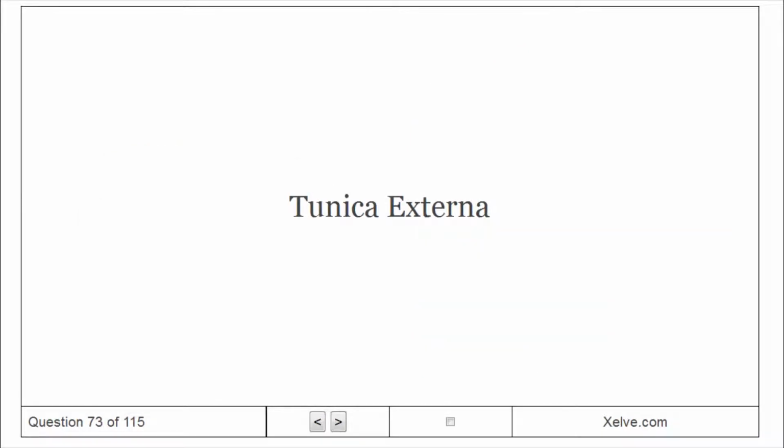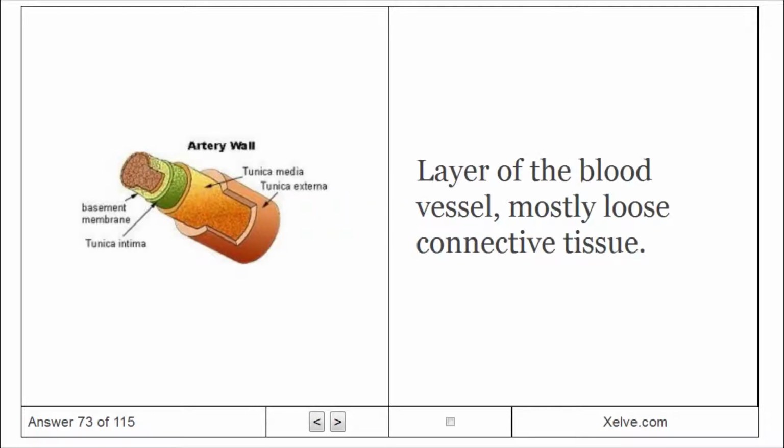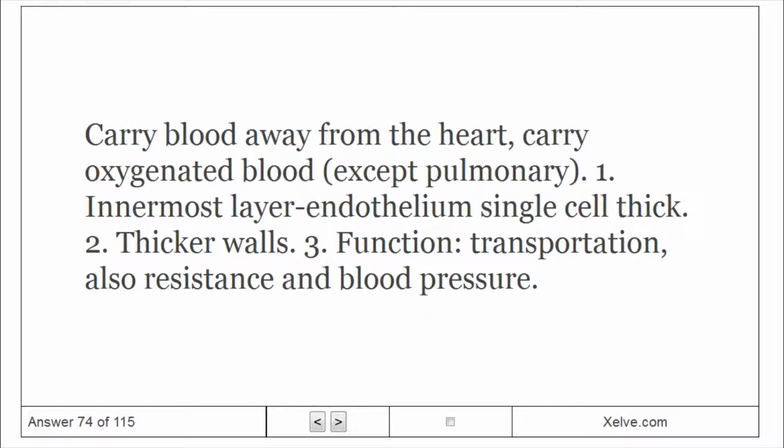Tunica externa. Layer of the blood vessel, mostly loose connective tissue. Artery. Carries blood away from the heart, carries oxygenated blood, except pulmonary. 1. Innermost layer is endothelium, single cell thick. 2. Thicker walls. 3. Function: transportation, also resistance and blood pressure.